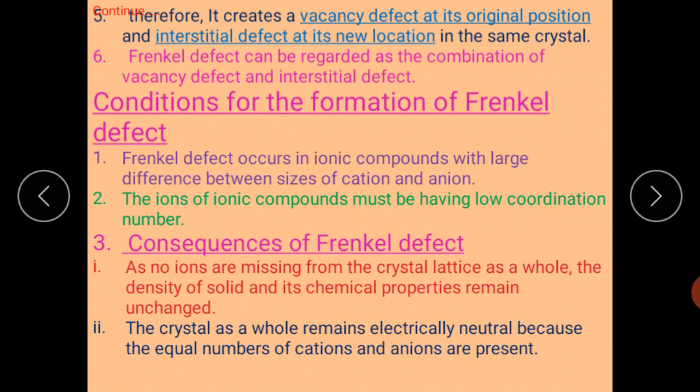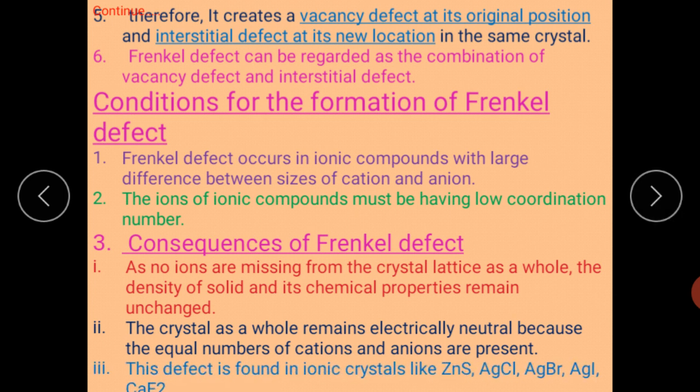Second point, the crystal as a whole remains electrically neutral because an equal number of cations and anions are present in the crystal. This defect is observed in zinc sulfide, silver chloride, silver bromide, silver iodide, calcium fluoride, etc.